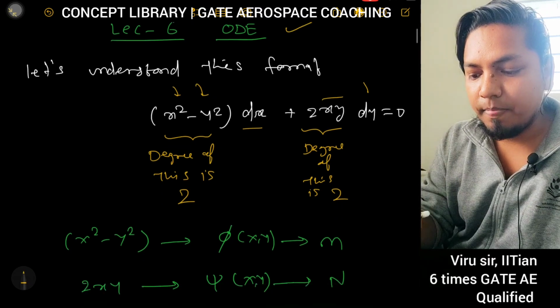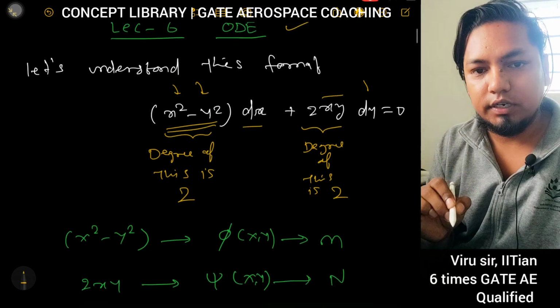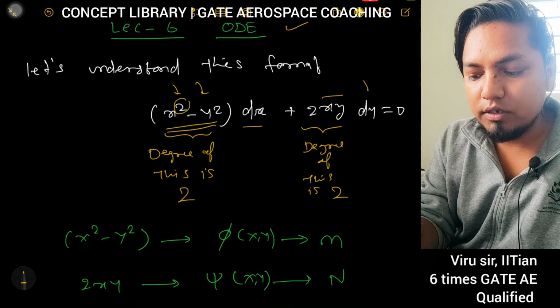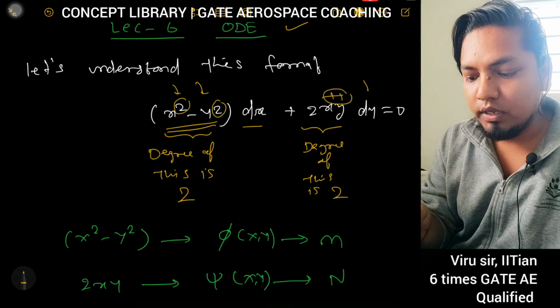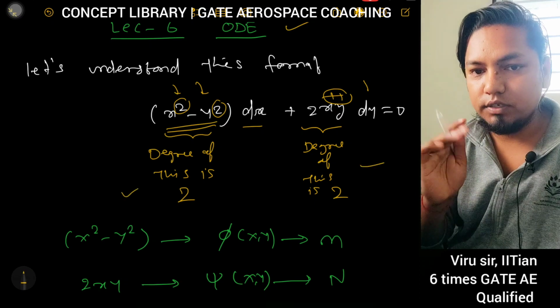So you have to check what is the degree of this coefficient. You can see here the power is 2, so the degree is 2. This side also the power is 1, 1, so the total degree is 2. So the degree is 2 for both the coefficients.